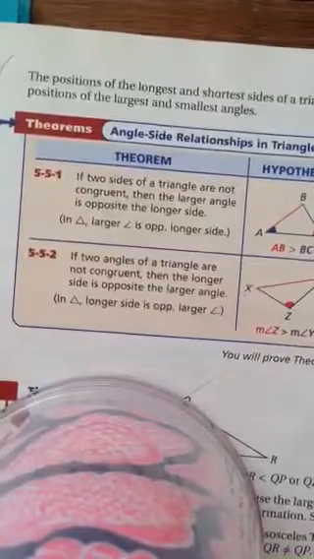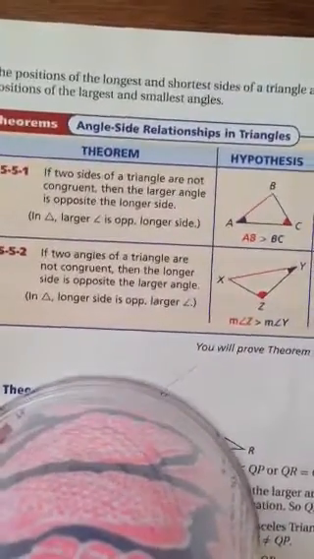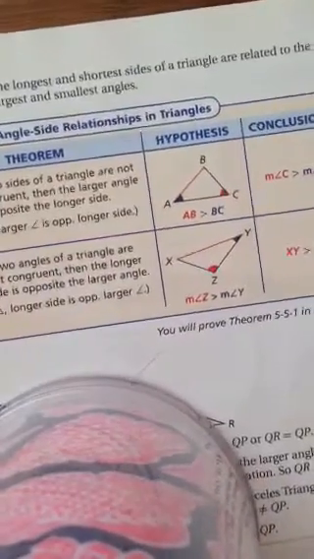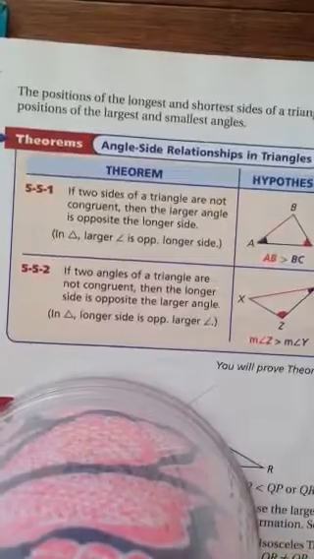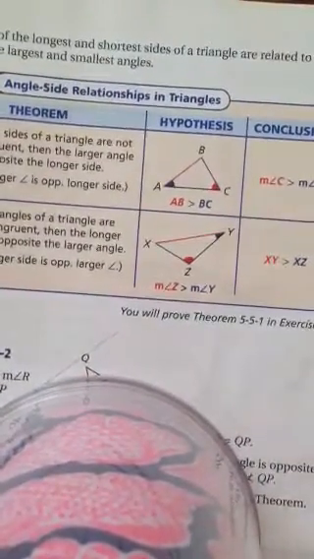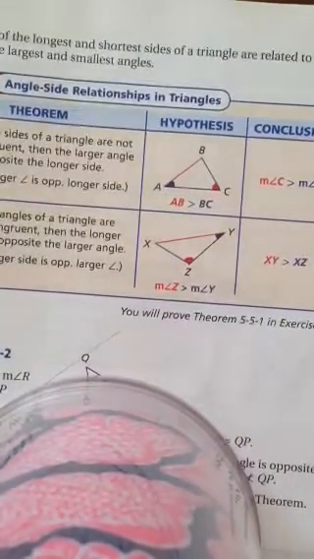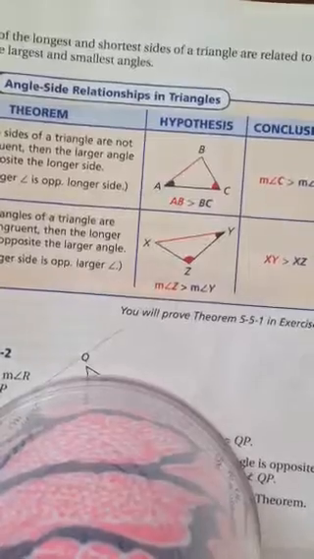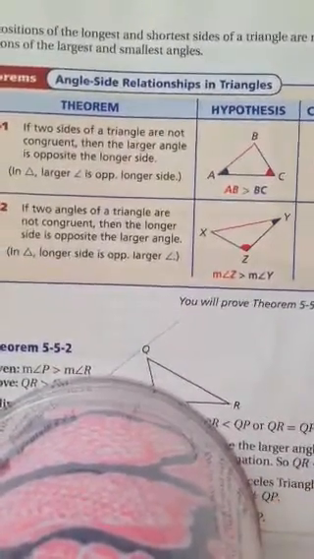If you will read along with me, your book says the positions of the longest and shortest sides of a triangle are related to the positions of the largest and smallest angles. This is going to be interesting. This is going to open up a new thought process for you with all those puzzle pieces that we talk about with geometry. So we're going to be looking at a couple of theorems that lead us further into this.